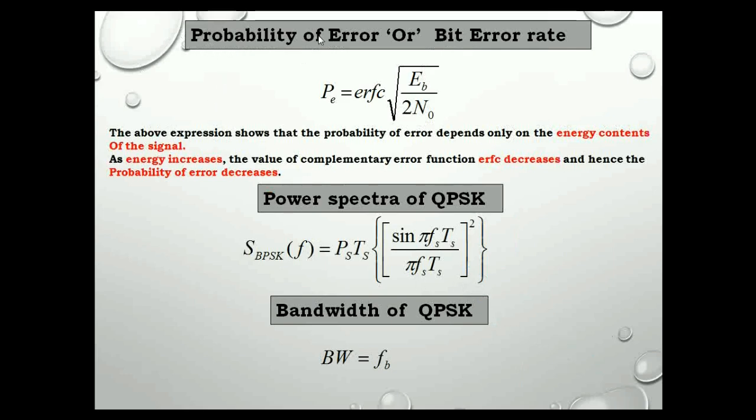So the probability of error or bit error rate for the QPSK signal is given by erfc of square root of Eb divided by 2 N0, and the power spectrum of the QPSK signal is given by Ps Ts times (sin(pi fs Ts) divided by pi fs Ts) the whole squared. The bandwidth of the QPSK signal will be equal to fb.